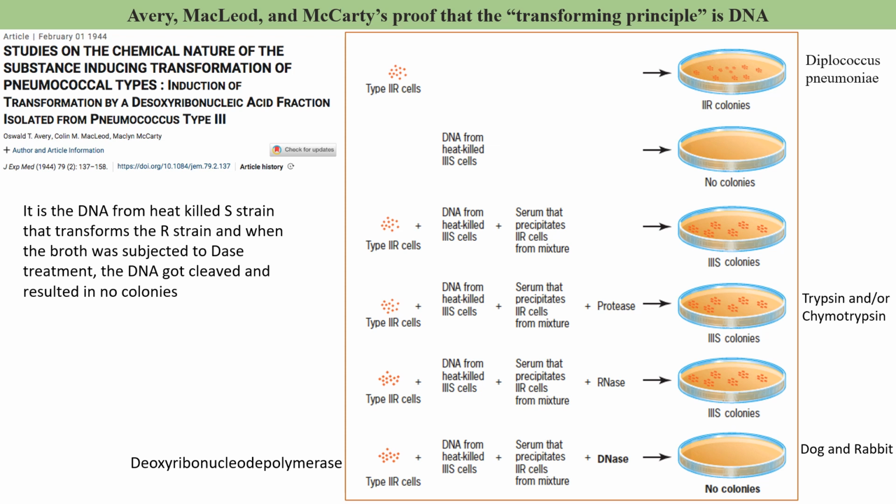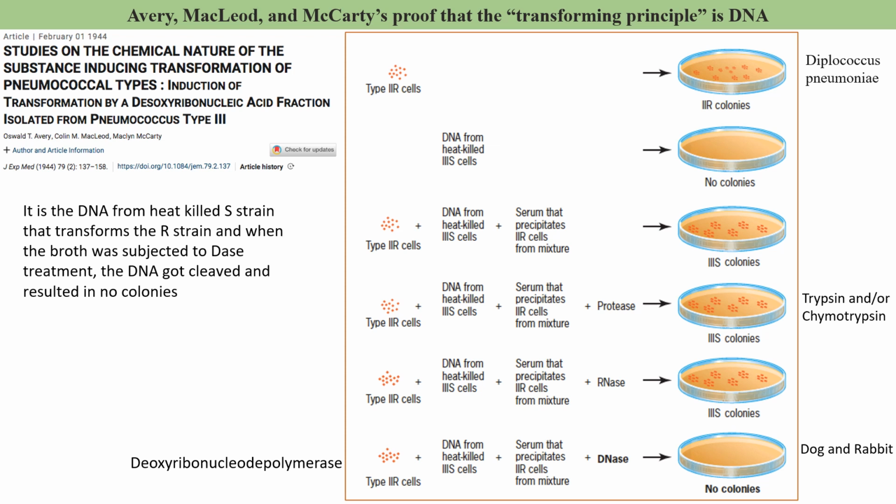But when the broth, by broth I mean the DNA from S strain plus the R strain bacteria, was subjected to treatment with DNase, then there were no colonies. There was no growth because the DNase cleaves the DNA from S strain, and here you can see it's the serum that precipitates pure R strain. That means the serum consists of those enzymes which precipitate out those bacteria which are not being transformed.